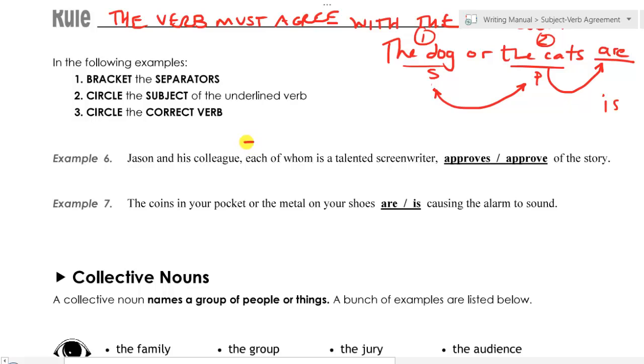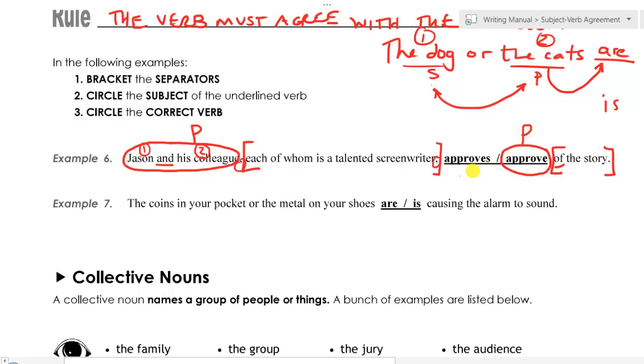In example 6, I'm going to start my bracket at the first comma, end my bracket at the second comma. Phrase between commas, separator. The subject is Jason and his colleague. So notice two nouns separated by and, a compound subject joined by and, we use the plural verb. Jason and his colleague approve. Of the story is actually a prep phrase, so we can bracket it and ignore it. Jason and his colleague would be a plural subject. We need the plural verb.